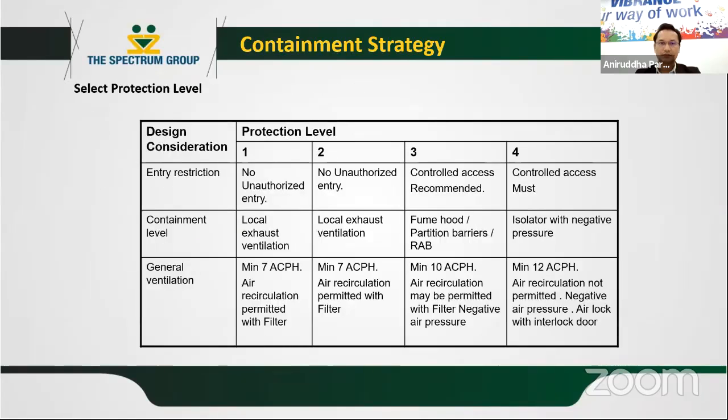And then there are different guidelines assigned to that. The protection level one is basically local exhaust ventilation. As you keep looking at further containment levels, protection level 4 rises up to an isolator with negative pressure. That's the whole range of product exposures possible. Typically the highly potent products qualify under protection level 4. Most anti-cancer products, hormonal products and steroidal products qualify under protection level 4.